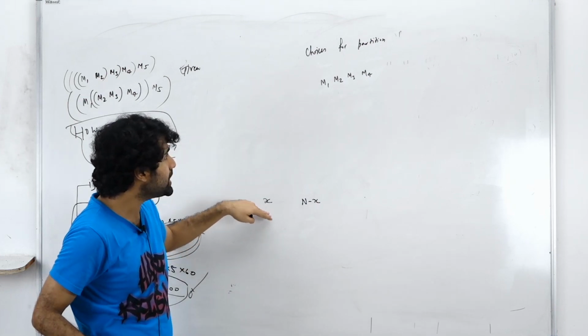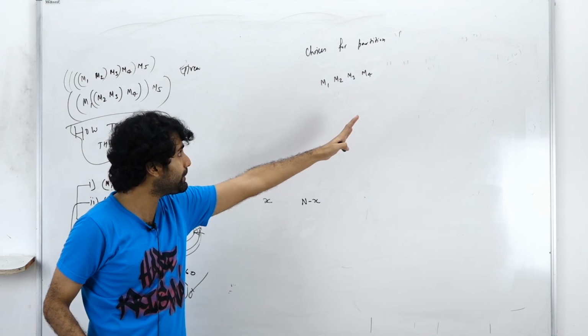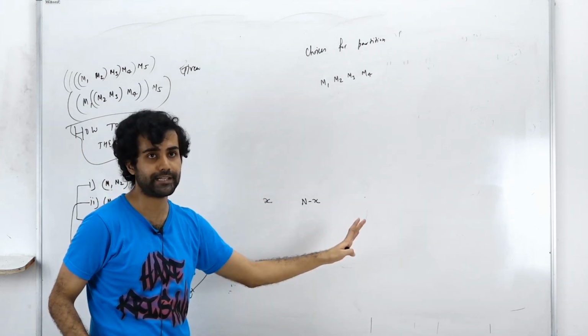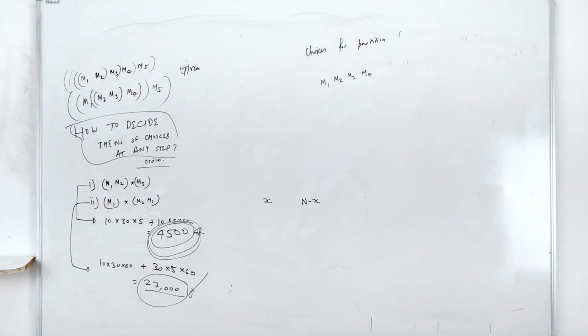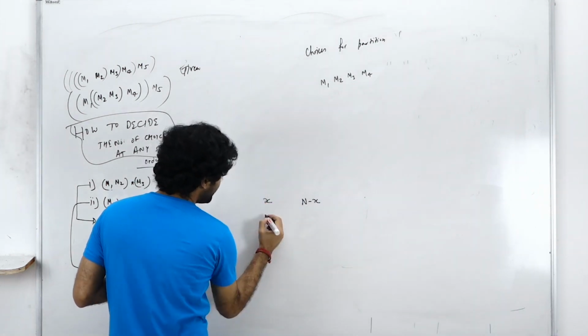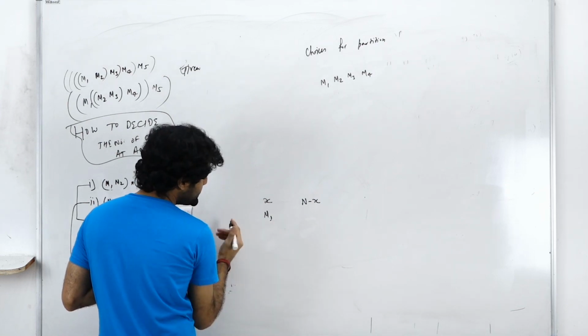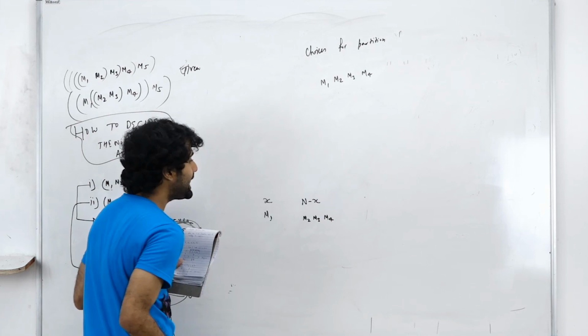What I mean by that is, the first x matrices will be in the left chain and the remaining n minus x matrices will be in the right chain. Are you getting my point? Yes or no? Others, are you getting this? Right? So one way to partition would be to just have M1 in the left chain and M2, M3, M4 in the right chain.